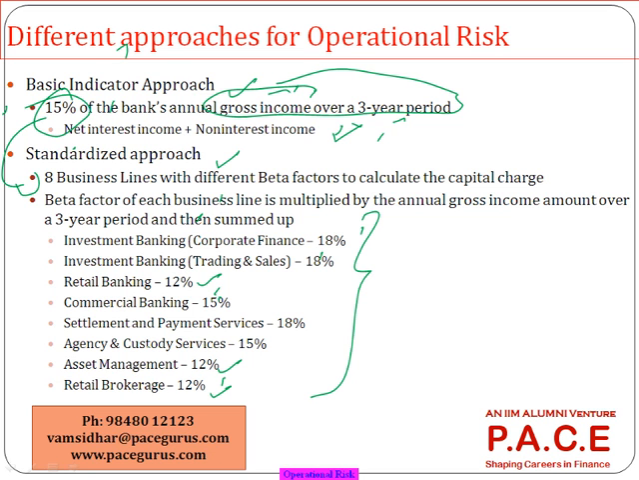Whereas the standardized approach is not that easy to compute from the P&L statement, because for each of these lines of business you are trying to find out the gross income for each line and then multiplying it by the appropriate percentage to estimate the value of your operational risk.